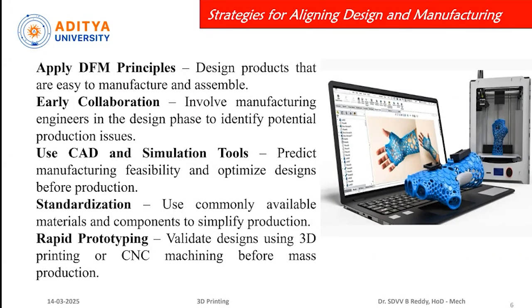We have strategies for aligning design and manufacturing. Here we can apply the DFM principles. What type of principle was it? Design products that are easy to manufacture and also easy to assemble. Whatever products we take here, according to the standards, we can design accordingly and then manufacture the parts that are required. Previously we discussed a slide on the DFM principles. Accordingly we can follow it, and manufacture and assemble the parts.